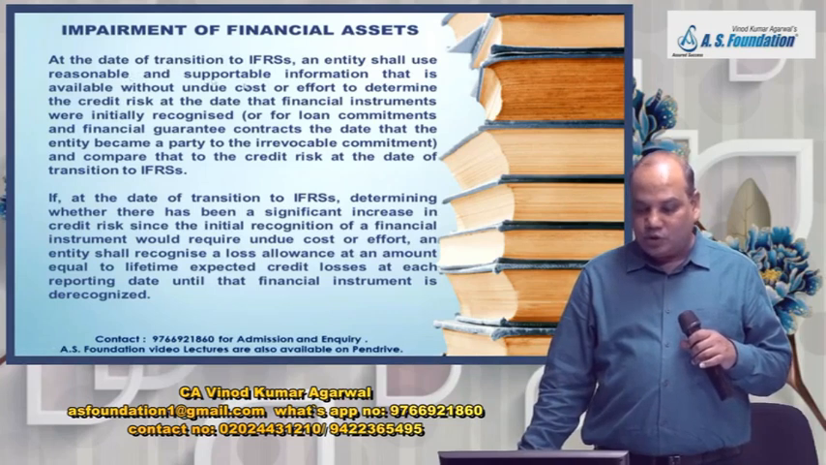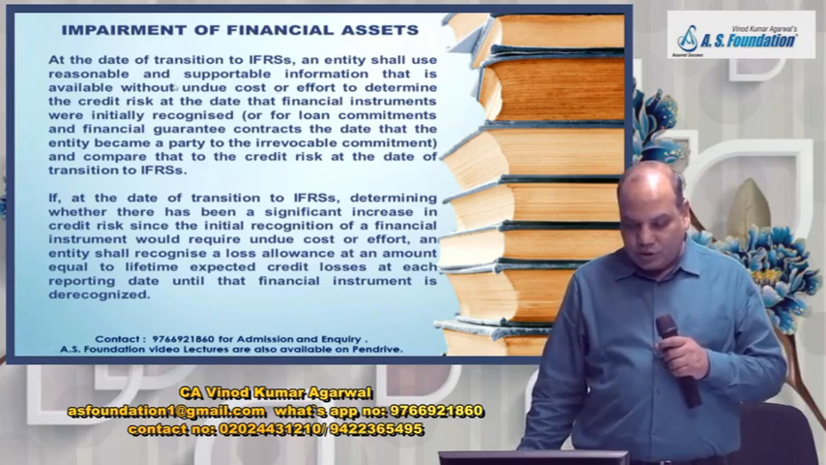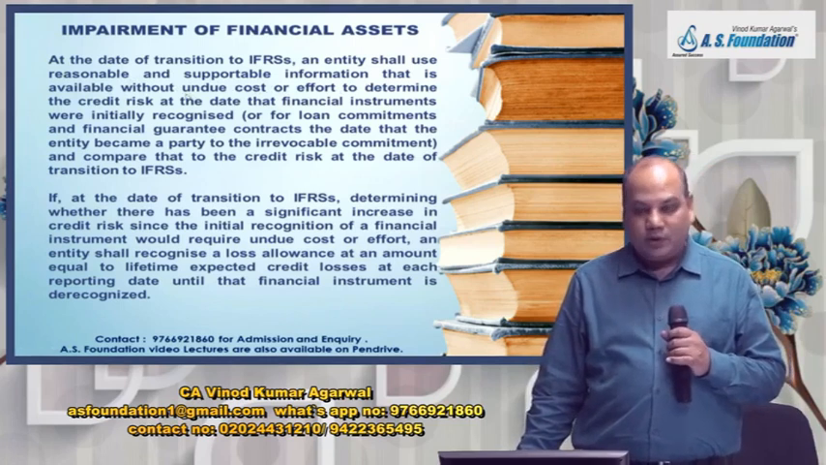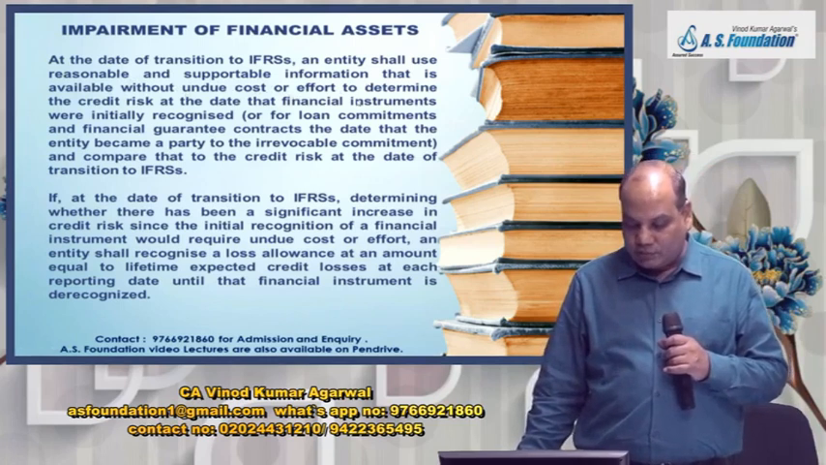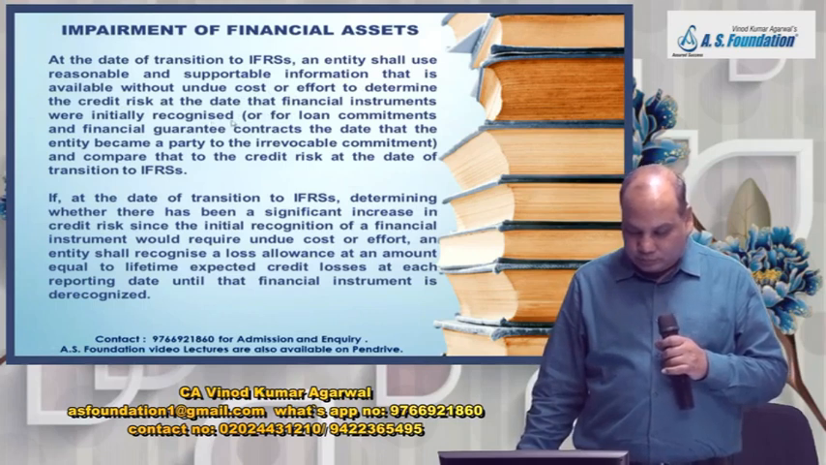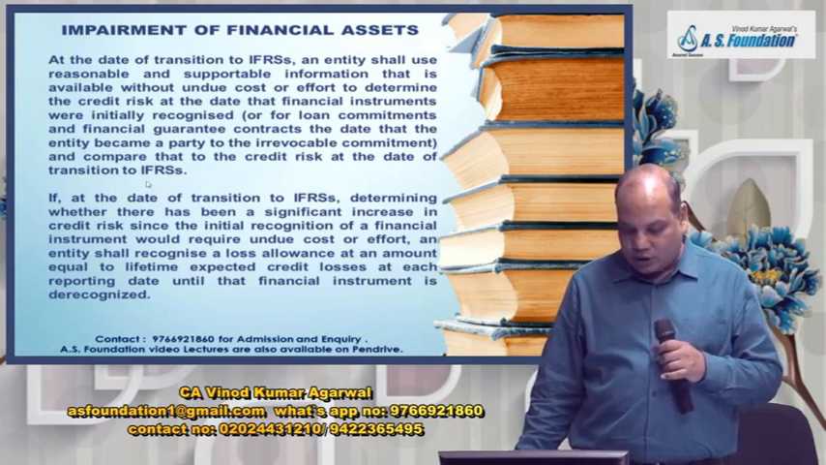At the date of transition to IFRS, an entity shall use reasonable and supportable information that is available without undue cost or effort to determine the credit risk at the date the financial instruments were initially recognized, or for loan commitments and financial guarantee contracts, the date that the entity became a party to an irrevocable commitment, and compare that to the credit risk at the date of transition to IFRS.